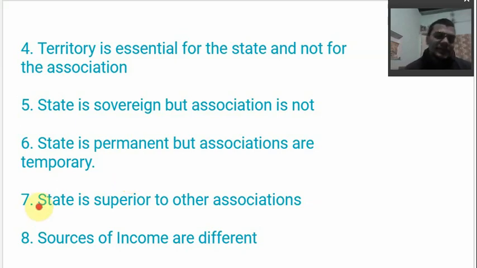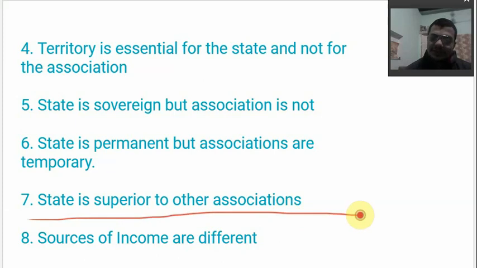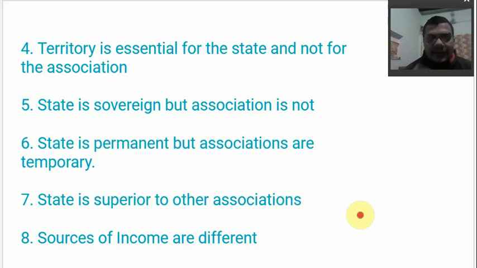Next thing is, state is superior to the association. This is also self-clarifying. Look at this point. State is superior. You can try to combine it with this one. The state is sovereign, but association is not. In the same way, state is superior to other associations. State can close other associations. But can any other association close the state? Can any other association declare that, all right, state is not good, let's close the state?